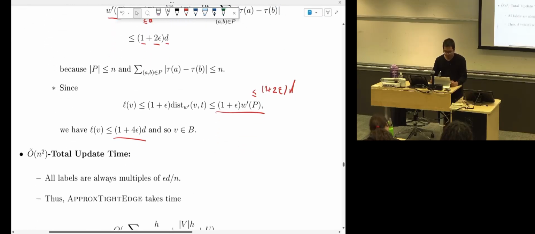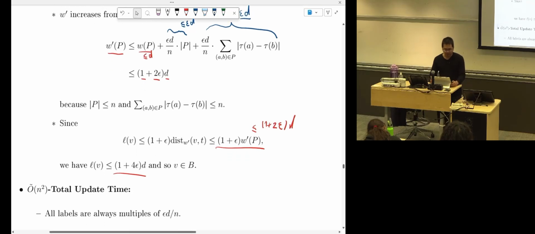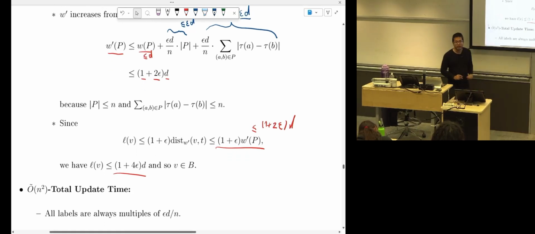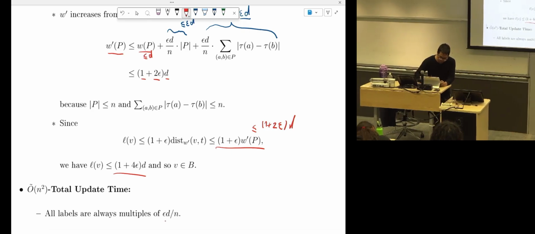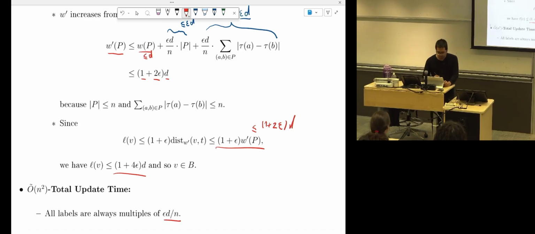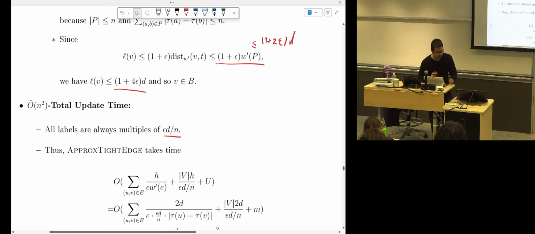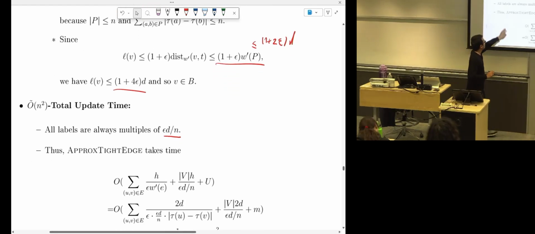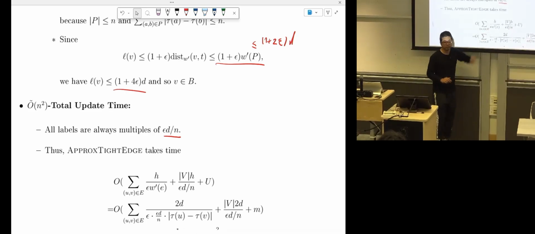What about the time? Let's analyze the running time. I claim that it's going to be something like n squared now instead of mn, because our label is a multiple of epsilon d over n. So now we get that the approximate edge data structure will have this running time.